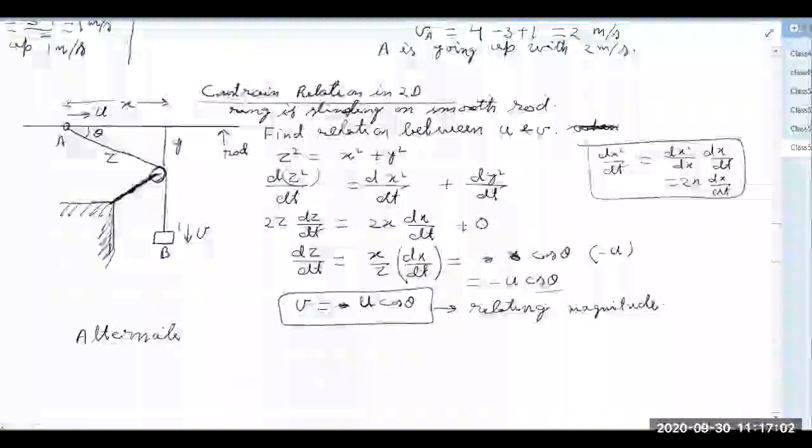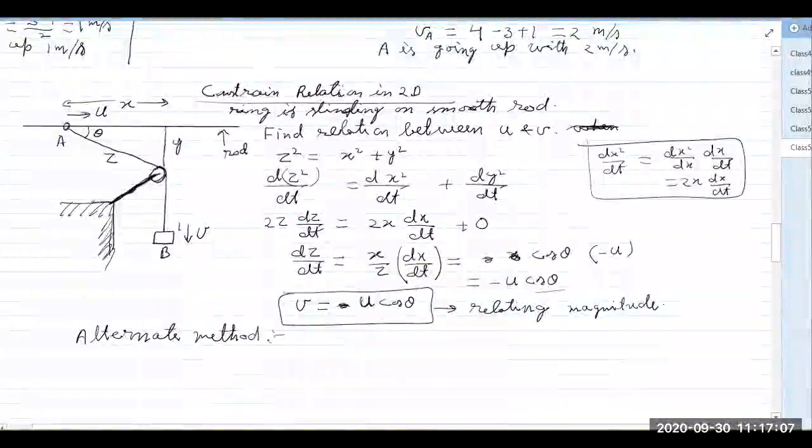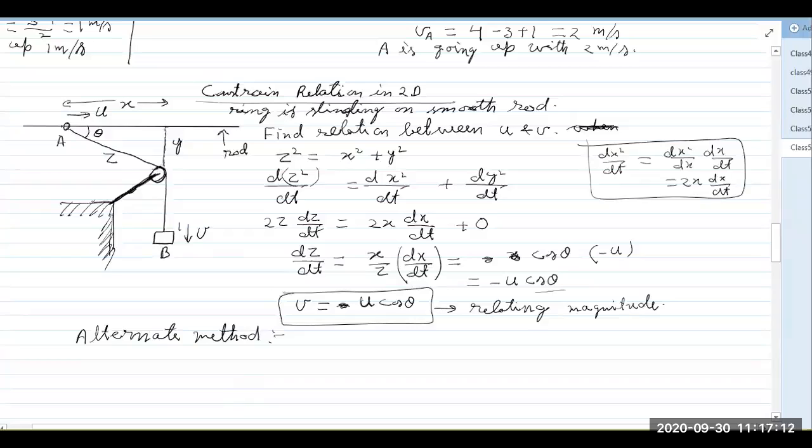So what is the alternate method? In this method, if we see the length of the string, at whatever rate the length of the string is decreasing, u is in this direction, so the component of u along the string is u cos theta. This is the rate of decrease of length of string. Okay, so what does it mean?